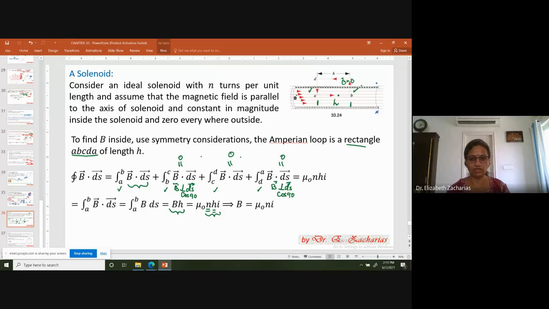I hope you are getting the logic. I is the current through one wire, but then there are small n into H number of turns. So the total current is n into H into I, and all these currents are positive because of my right hand rule. So I'm ultimately getting B into H on the left hand side equal to mu naught into small n into H into I on the right hand side. H and H cancel out and you get B is equal to mu naught small n I. Quite simple.